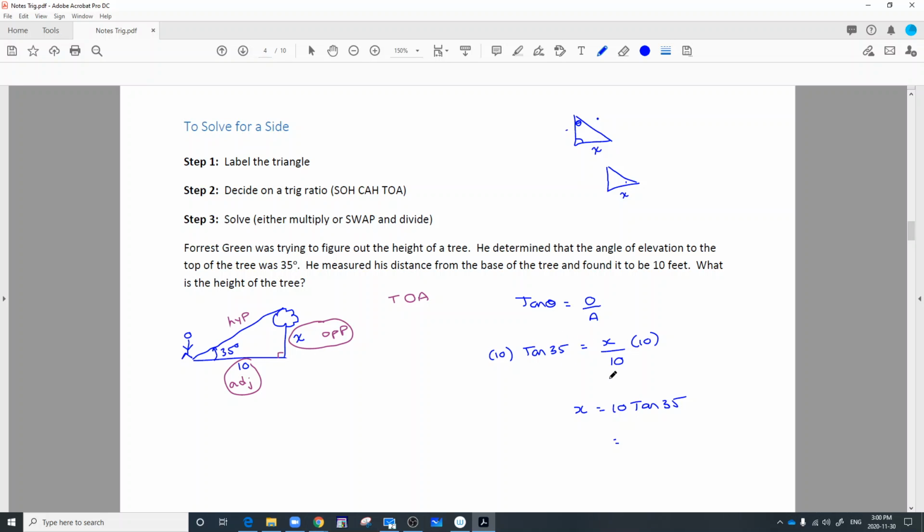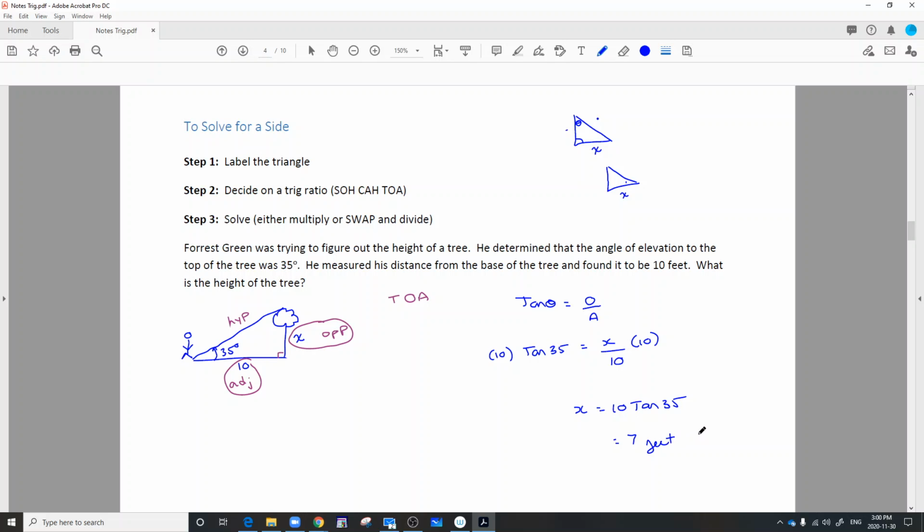So if I type in 10 times the tan of 35, that's going to give me 7. And it says to the nearest... it doesn't. So when it doesn't tell me, I always go to the nearest tenth. Another rule of thumb is you can say, well, this went to 10 feet, so you could say 7 feet. If you're taking any science courses, that would be answering with the correct number of sig figs, right? So it's 10 feet, so we would say that it's 7 feet tall.